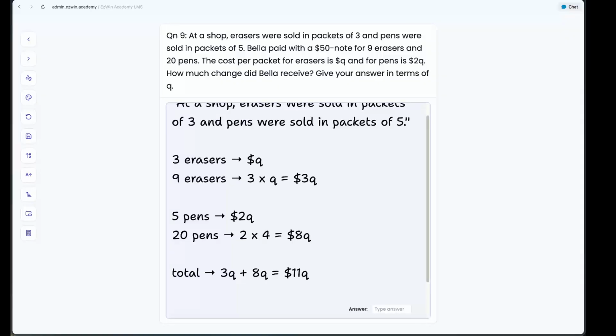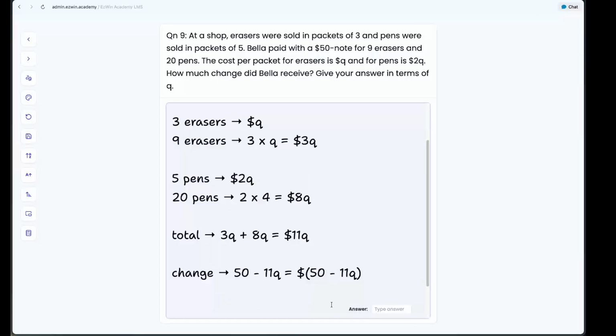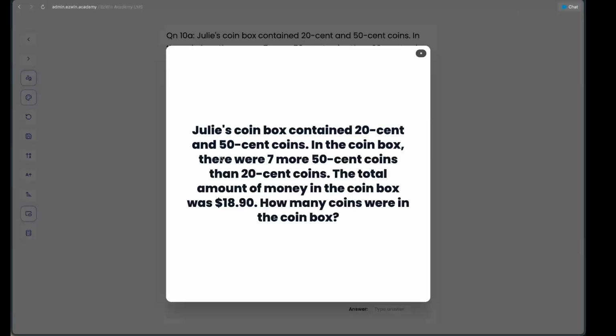So she paid with a $50 note. So the change would then be equal to 50 minus 11Q. This will be dollars, bracket 50 minus 11Q. That's what you see over here. So that's the answer.